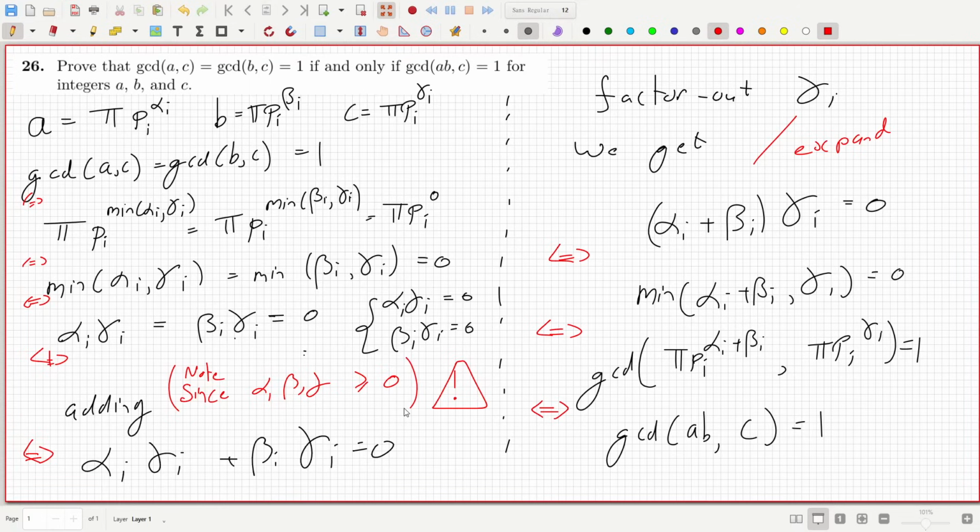I'm not 100% satisfied with this proof. I've got this niggling feeling inside me that I've some sort of problem with my logic somewhere, but I don't know. It seems to work. I just really didn't like this adding step. That's the only step I'm not happy with. I don't know why, but anyways, okay, that's 26 done.